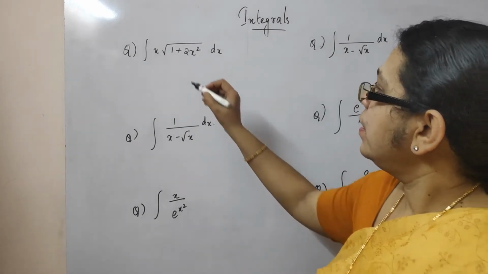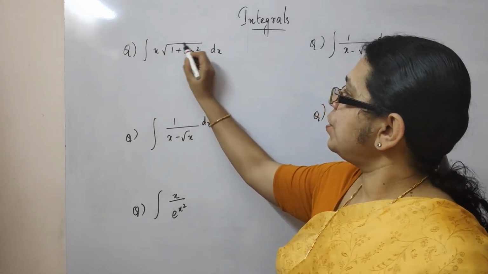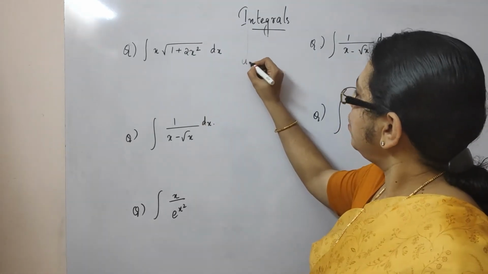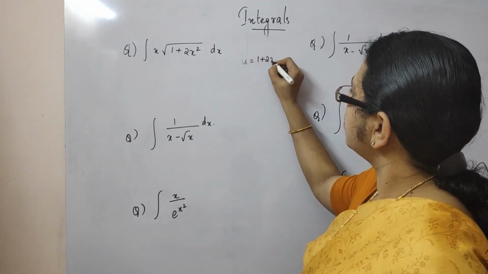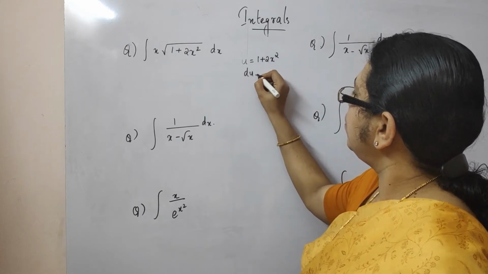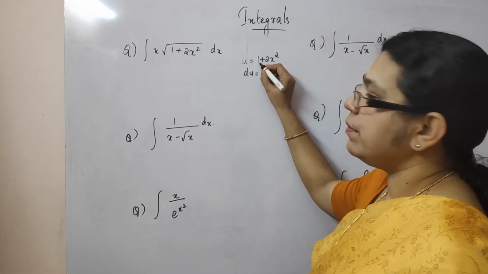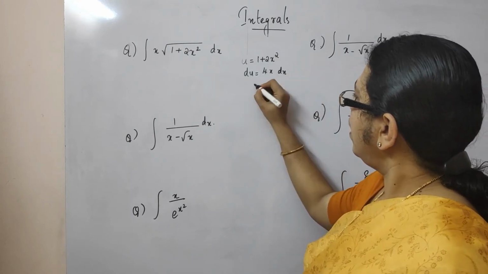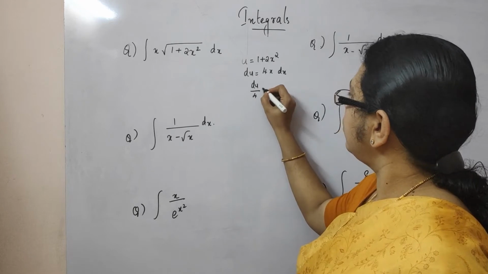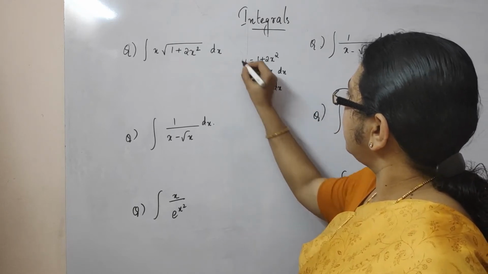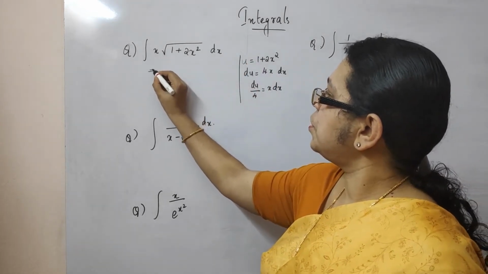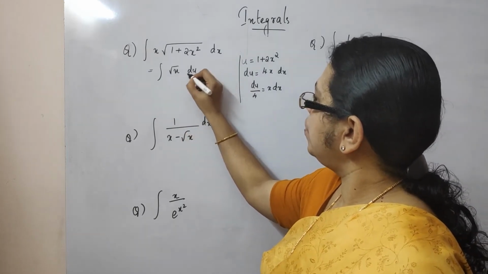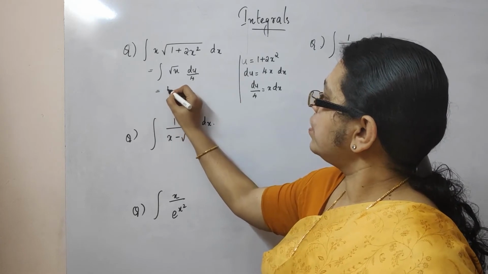So here, derivative of the expression inside the root, won't I get an x? We will check it. Put u is equal to 1 plus 2x square. What is du? Du becomes 4x dx, since the derivative of 1 is 0 and 2 into 2 is 4x. So, I can write du by 4 is equal to x dx. Now, that x dx is here in this expression, so this can be written as root u into du by 4, where 1 by 4 is a constant.